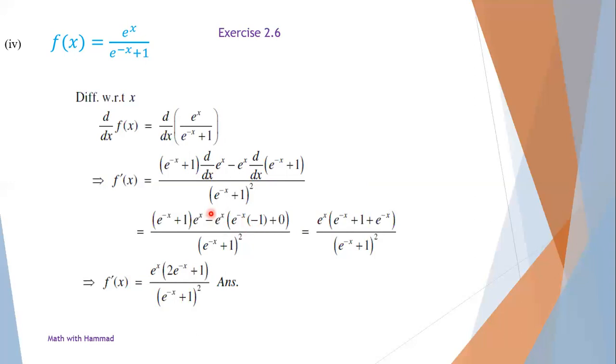is minus 1. Here 1 multiplies, so no need to write e raised to power x into 1, but here minus 1 multiplies, so it is compulsory to write e raised to power minus x into minus 1. Why? Because derivative of minus x is minus 1. And as you know that derivative of 1 is 0. So our required numerator is e raised to power x into e raised to power minus x plus 1 minus e raised to power x into e raised to power minus x minus 1.